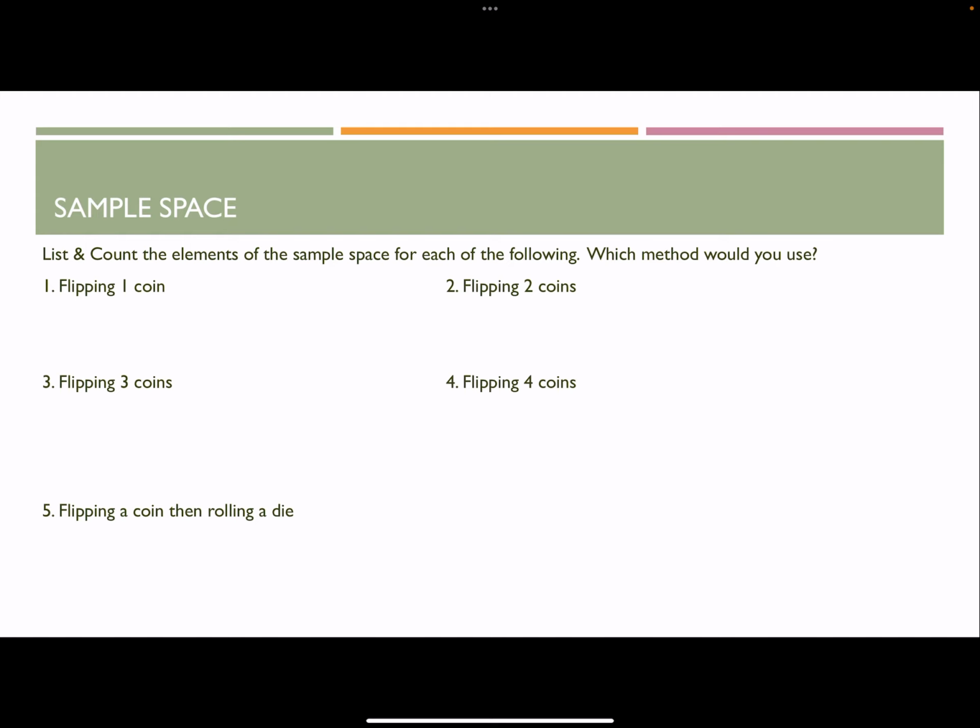So if I'm flipping a coin, the sample space, all possible outcomes, I'd probably just list out heads and tails. And there's two possible outcomes. So there's two elements in that sample space. Flipping two coins, what could I get? Again, I could get a heads heads, a tails tails, or a heads tails, or a tails heads. I'd probably, again, just list out all possible outcomes.